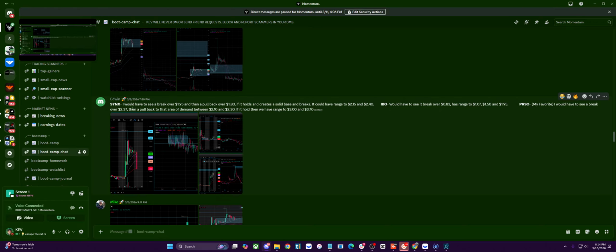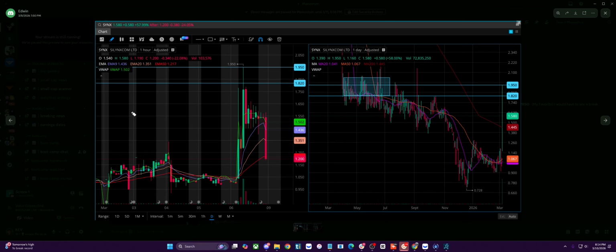All right, let's see. SY next: break of 195 and then pull back over 180 if it holds. So here's the thing. You're wanting to see a break of 195, but here's what would make me stay the heck away. We have this big knife down to 120. At this point, this has given back just about everything.